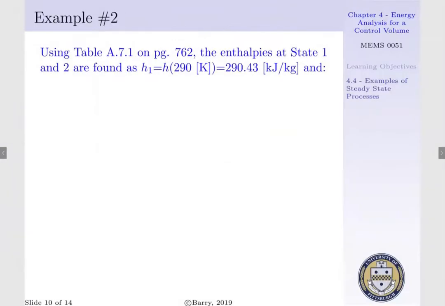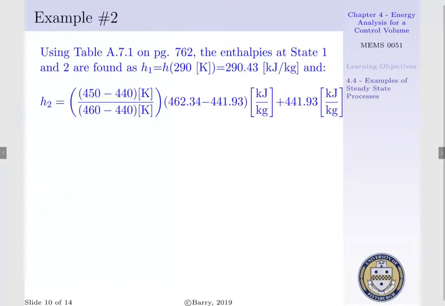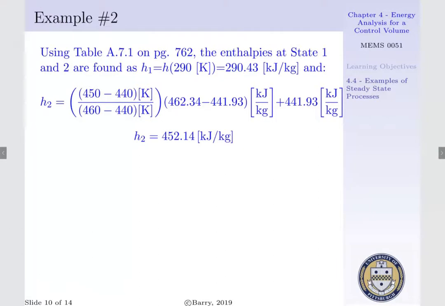Using table A71 on page 762 of our steam tables, the enthalpies at state 1 and state 2 can be found. At state 1, we have a temperature entry of 290 Kelvin, thus our enthalpy at state 1 is directly found as 290.43 kilojoule per kg. At state 2, we have to interpolate for our enthalpy value such that we take our temperature bounds of 440 and 460 Kelvin and the respective enthalpy values at those temperatures to get an enthalpy of 452.14 kilojoule per kg.